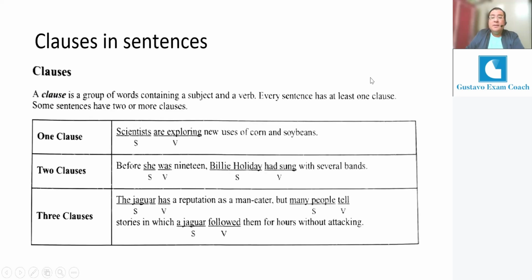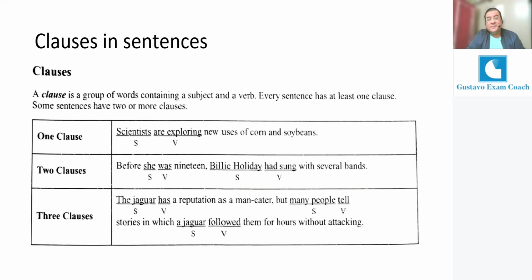Let's first begin with a few concepts that will give us a clear idea of our subject. What is a clause in written English? A clause is a group of words containing a subject and a conjugated verb. That is, this verb has to say something about what the subject is or is doing. Every sentence in English has at least one clause, and some sentences have two or more clauses. Let's see a few examples of different sentences in English that have a different number of clauses each.